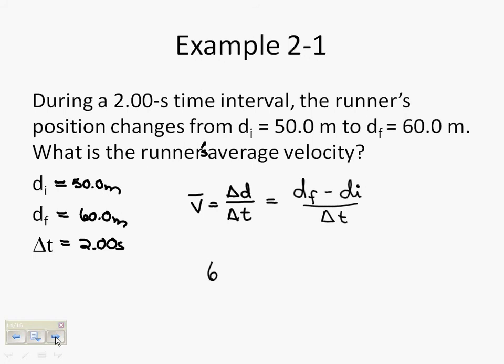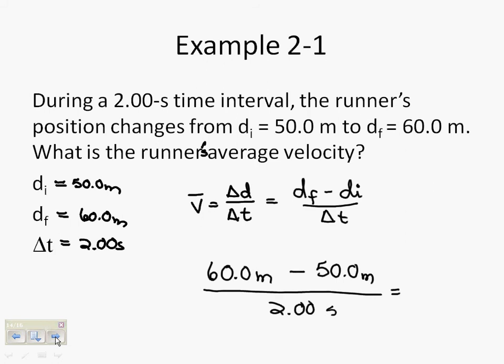So let's plug in our numbers. We have 60 meters for our final position minus 50 meters for our initial position divided by 2 seconds. Now you can see that that's 10 divided by 2, which is 5. Thinking about sig figs, we should have 3. And our units, 5 meters per second. And that's our average velocity.